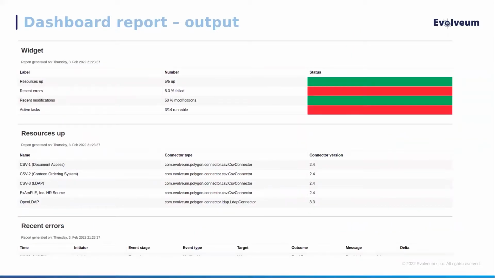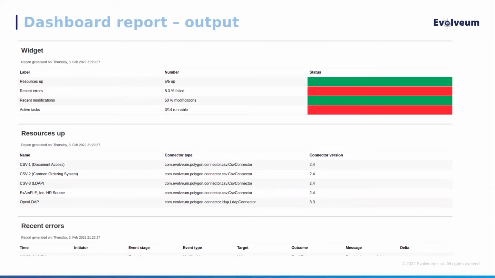On the screenshot, we can see an example of a generated dashboard report in HTML format. On top, we see a table of widgets with name, message, and status. Under the table of widgets, the report continues with one table for every widget.